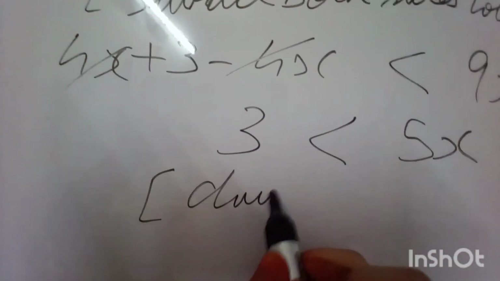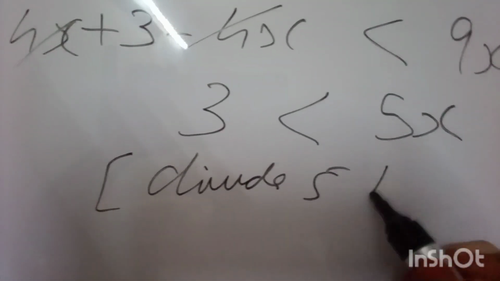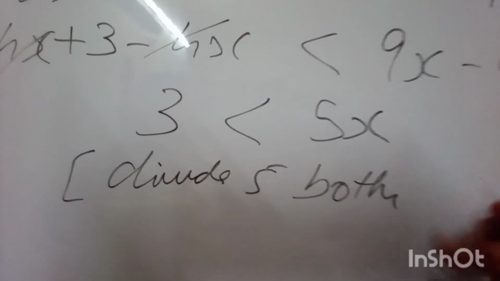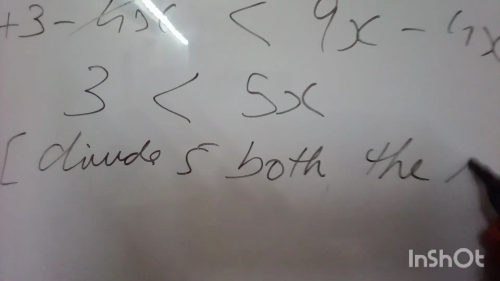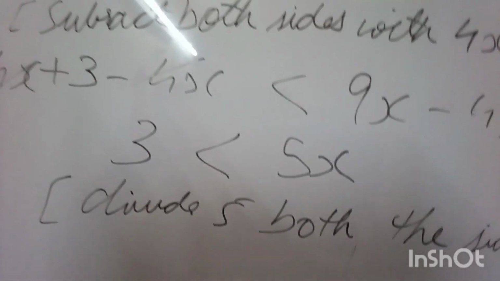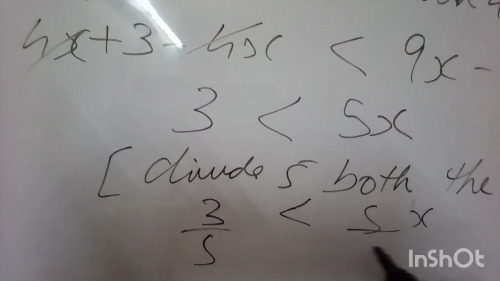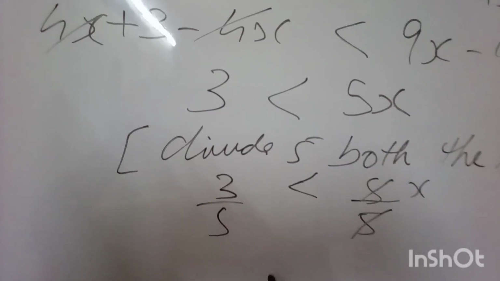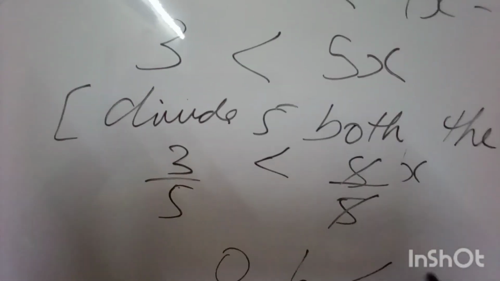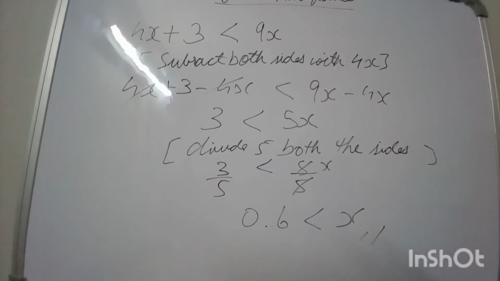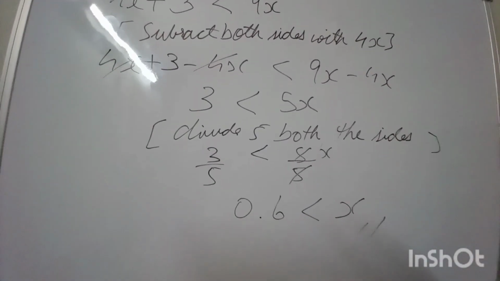Again divide both sides by 5. So 3 by 5 less than 5x by 5. 5 gets cancelled, and 3 by 5 is nothing but 0.6 less than x. So you have got your x value, and this is how you have to solve a sum in linear inequalities.